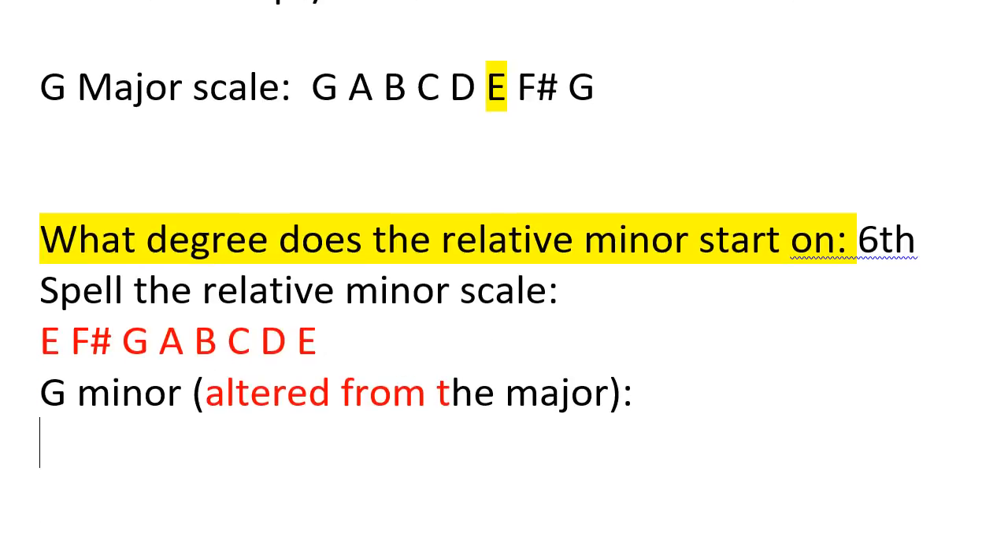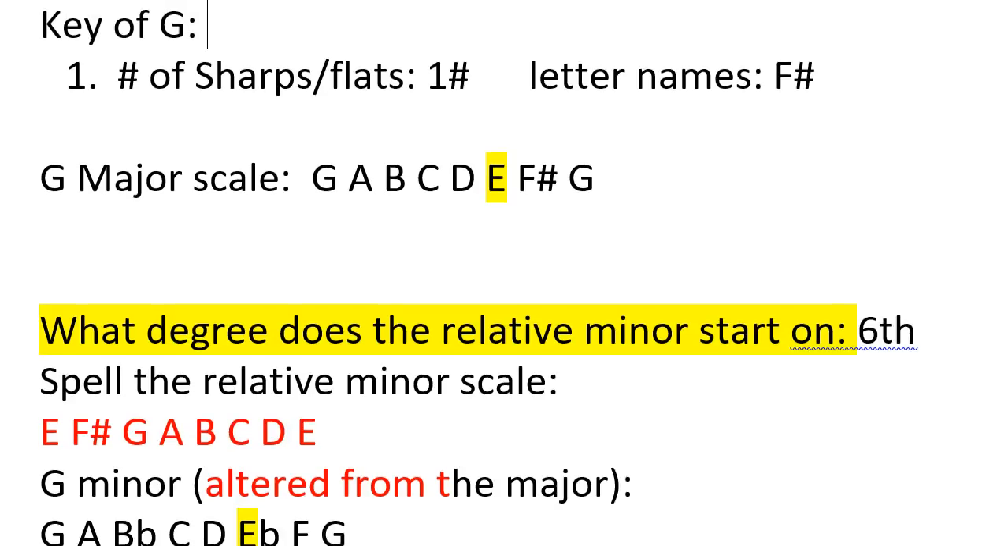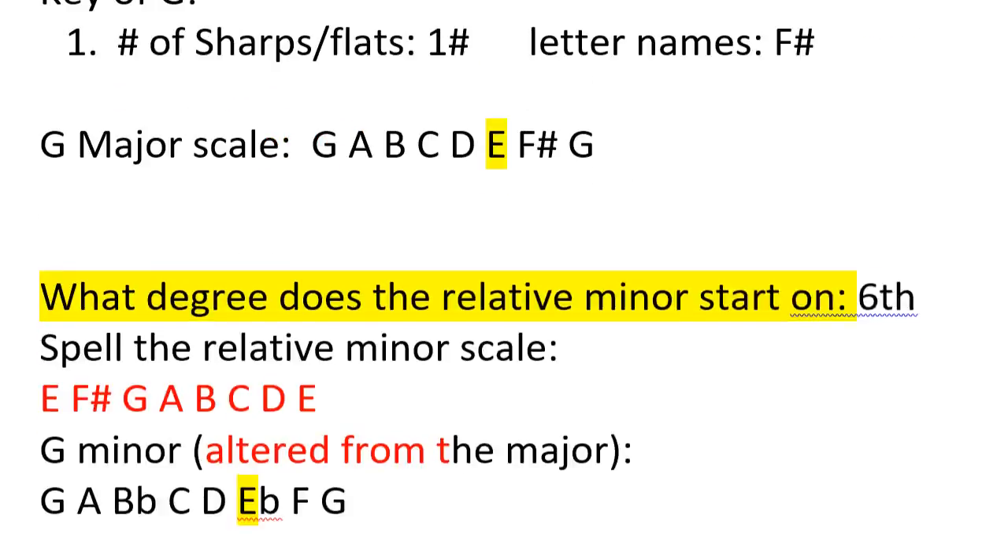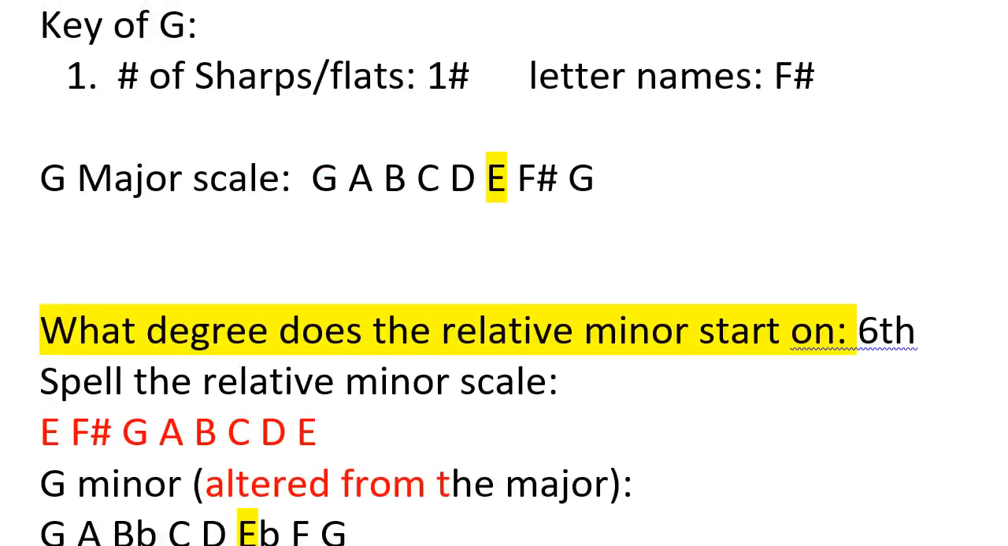Now we're going to alter G major to G minor. So you can copy this. Here's G major. We want to lower the 3rd, the 6th, and the 7th. 1, 2, 3, 4, 5, 6, and 7. F sharp lowered by a half step becomes F. There is your G minor scale. You're done. That's it. If you were unsure about this, rewind, watch it a couple times. Good luck.